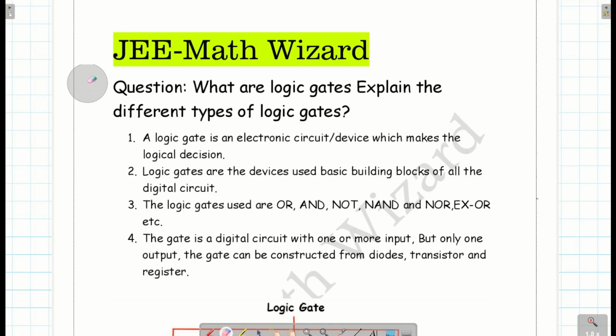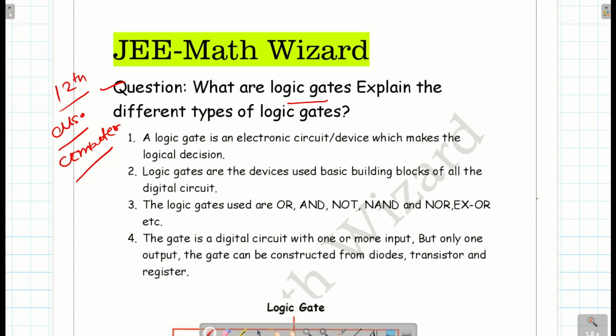So today we will study about logic gates, and logic gates are the most important question for 12th class, and also for those students who study computer science, because logic gates are also used there. So the question is, what are logic gates? Logic gates क्या हैं? Explain the different types of gates and इसके कितने प्रकार होते हैं.